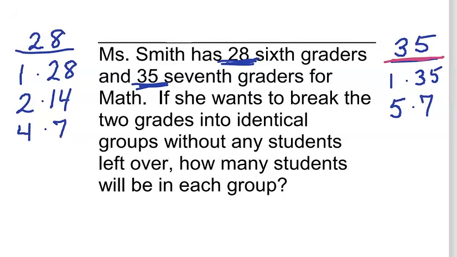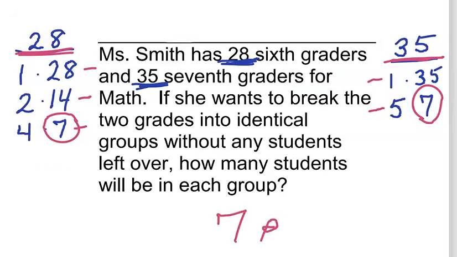All right, so here we have all of the factors of 28 and 35. We did 1 times 28, 2 times 14, and 4 times 7. Those are all the different multiplication problems that will get us to 28. And the only things on 35 are those two. So what number is the largest that's in common with both of them? Well, that would be the number 7. So how many students will be in each group? There's going to be 7 per group.